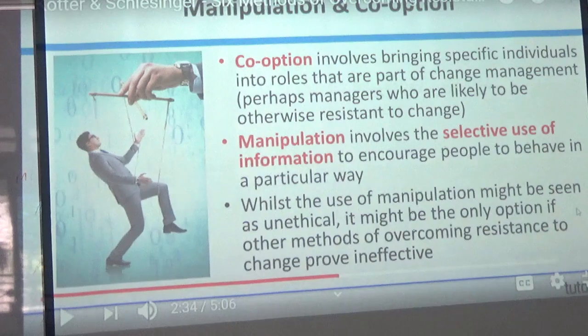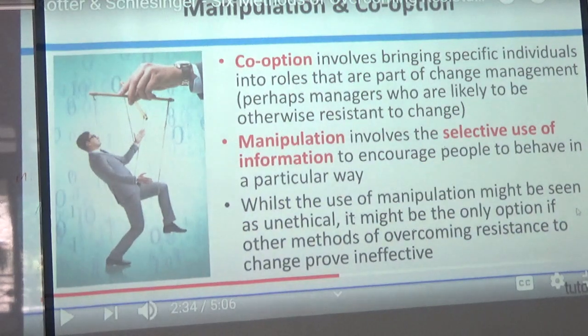Then the union might say, okay, we're gonna change leadership because this person is controlled now by the management. They're not working for us anymore. They're working for the management. So it says here at the end, while the use of manipulation might be seen as unethical to trick people into believing you, it might be the only option.